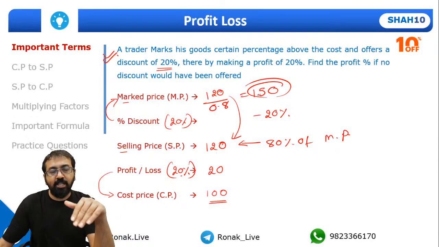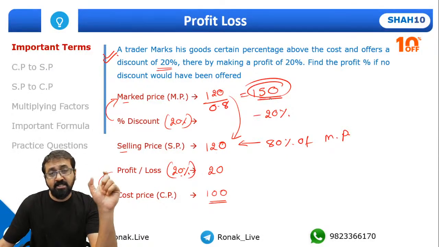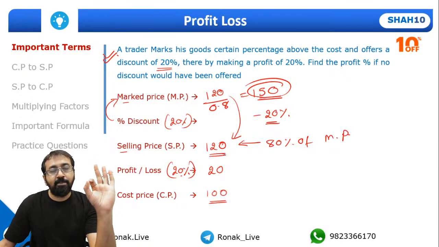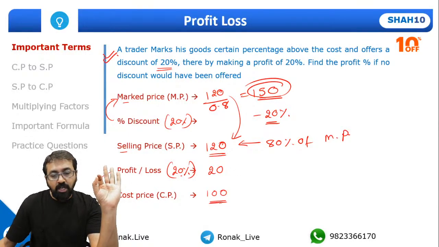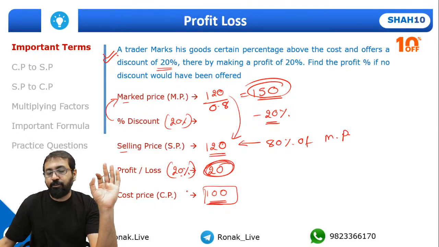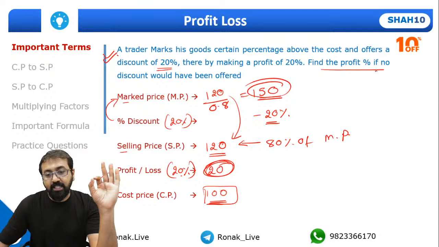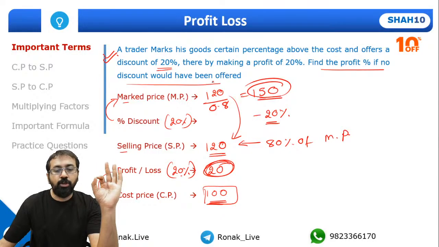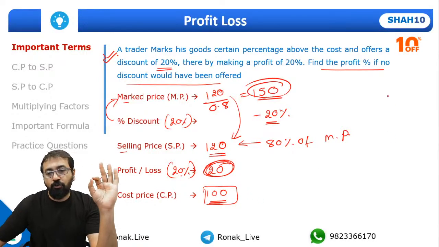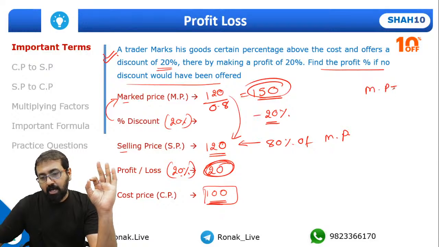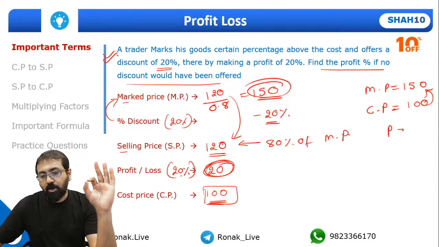Now you can just check it once again. If my mark price, that is the printed price, is 150, and I offer a 20% discount, can I say the selling price will come out to be 120? And the cost price was 100. So I'm making a profit of 20%. Now what is our question? Find the profit percentage if no discount would have been offered. Can I say if I do not offer any discount, then my mark price is 150 and my cost price is 100. Straight away I'm selling at 150, so my profit would have come out to be 50% in this case.